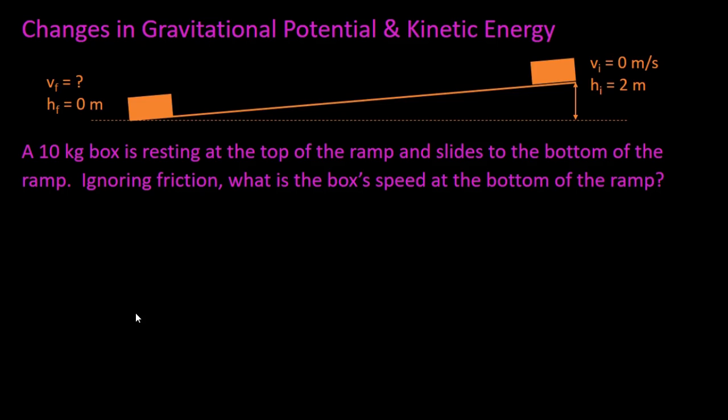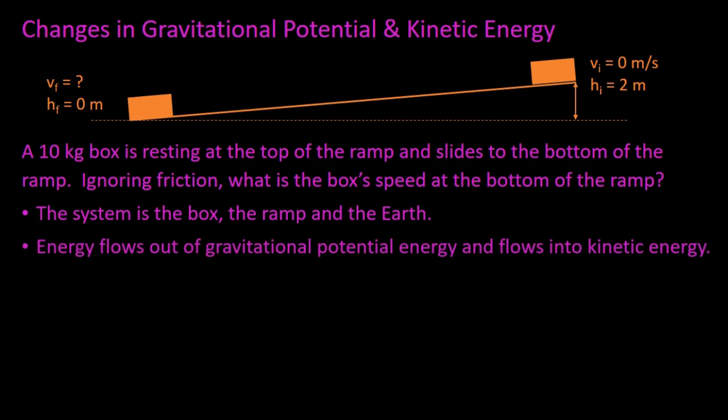A 10-kilogram box is resting at the top of the ramp, and it slides to the bottom of the ramp. If we ignore friction, what is the box's speed at the bottom of the ramp? First, let's identify the system, and it's the box, the ramp, and the earth. Next, we know that energy flows out of the gravitational potential mechanism because it's losing height, and we know that it's flowing into the kinetic energy mechanism because the object is going from rest to moving. And there's no energy flowing into or out of the system.